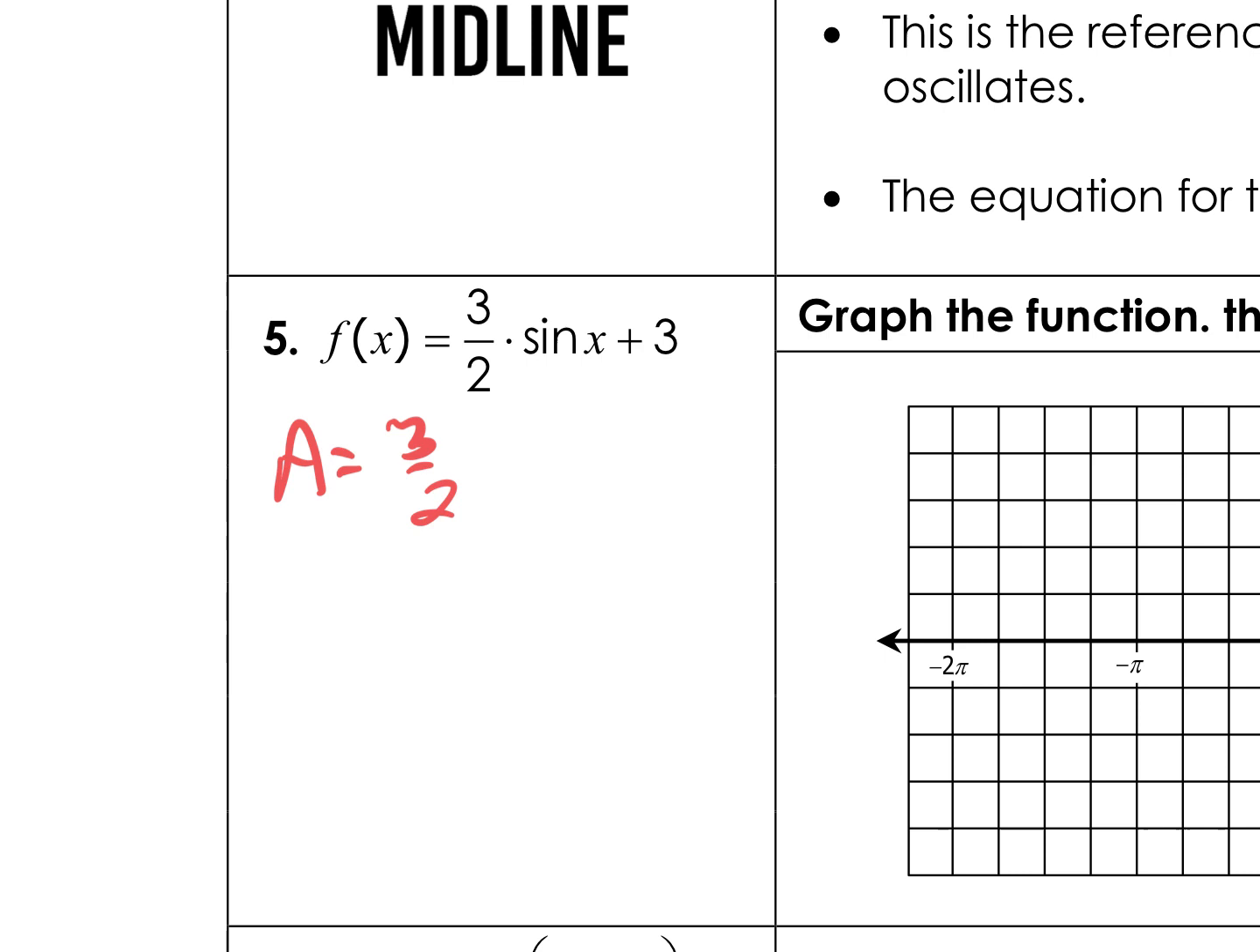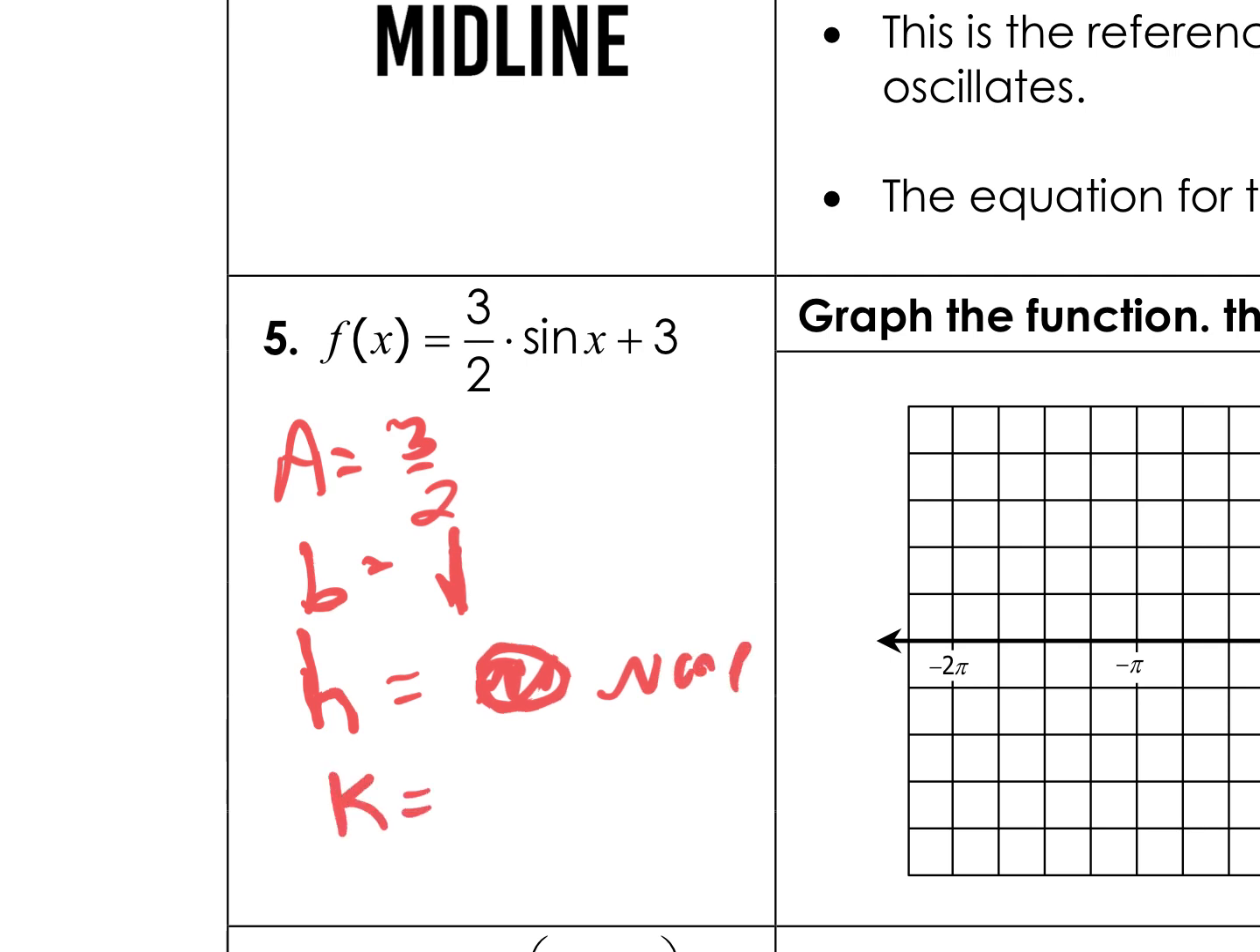3/2. What's the B? Someone said X. I want the number in front of the X. 3 over 2. 3 over 2 is already the amplitude. Is there a horizontal number? None. Well, actually, it's 0. You can say none. Is there a K? Yes. What is it? Positive 3.